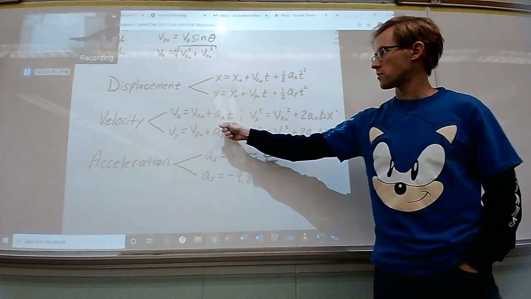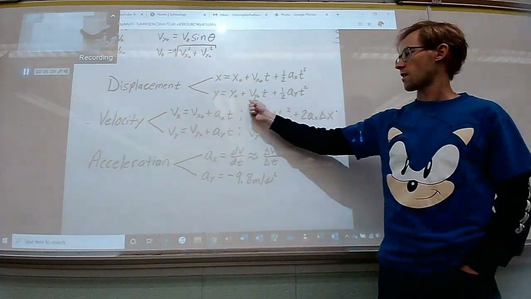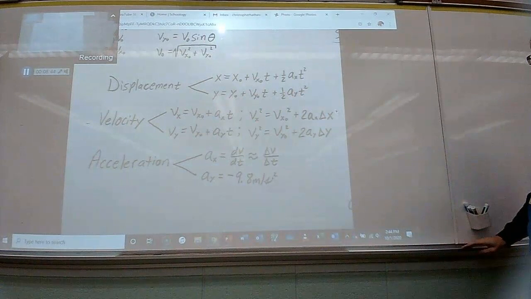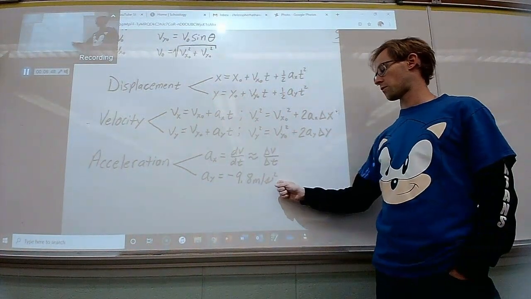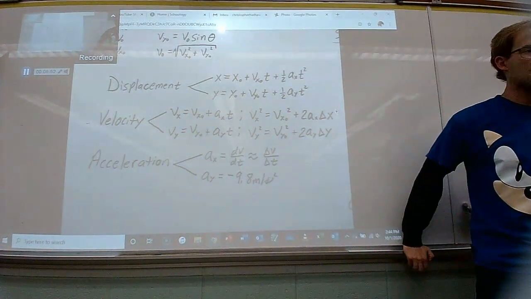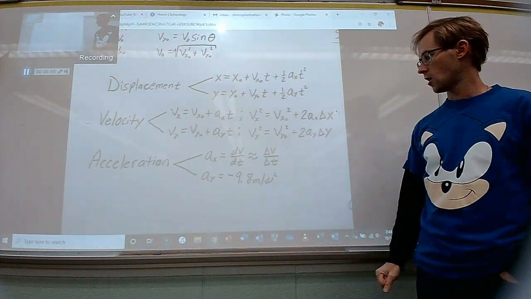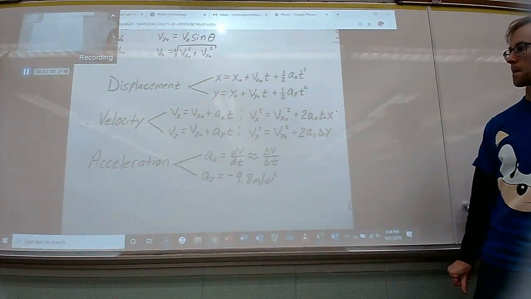And your 2 equations for velocity, V equals VO plus AT, and of course the one that everybody always forgets about, the poor little time-independent velocity equation. Don't forget about that guy. And your acceleration. If you're in free fall, vertically, you've got an acceleration of negative 9.8. Otherwise, you can always solve for acceleration using calculus, or you can estimate it by change in velocity over change in time. Questions on this?